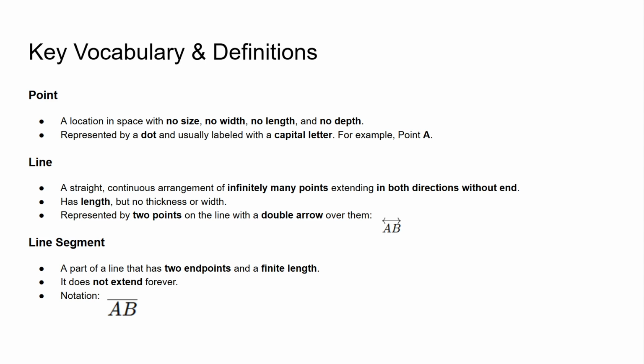Line AB. Line segment, a part of a line that has 2 endpoints and a finite length. It does not extend forever. The notation is line AB.